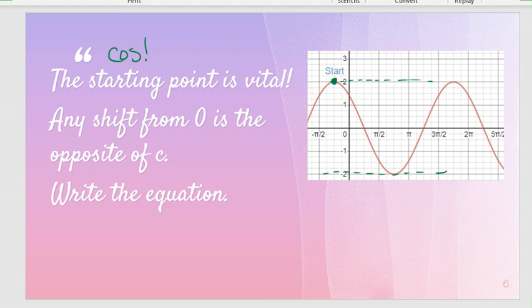All right, so the cosine, sorry about these quote marks. I couldn't get them out. I tried to the other day.